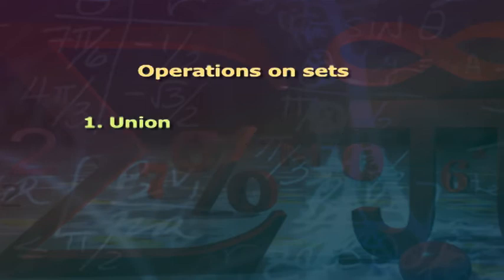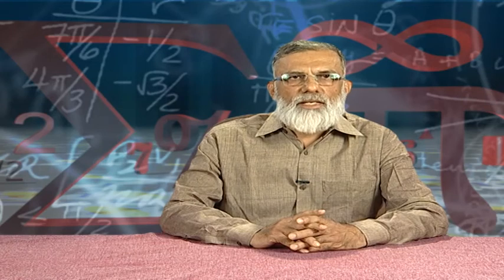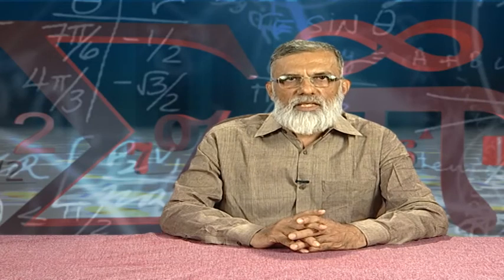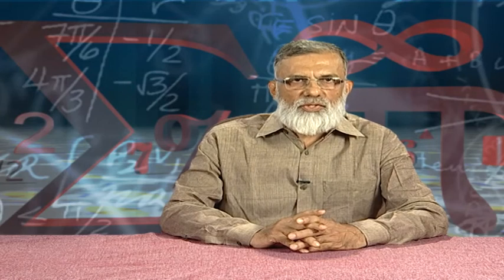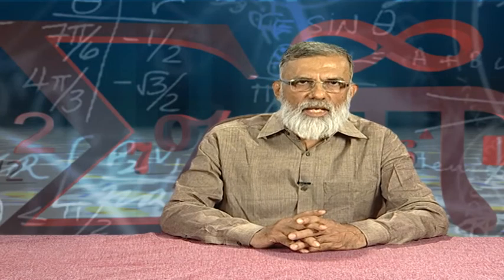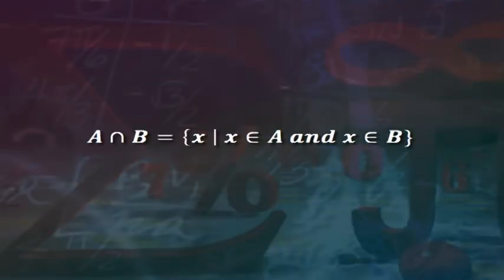2. Intersection. The intersection of two sets A and B is denoted by A intersection B and is the new set consisting of elements which are both in A as well as B. Thus, A intersection B is equal to the set of X such that X is in A and X is in B.